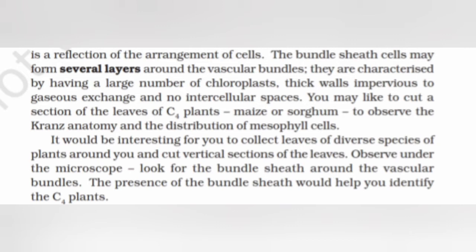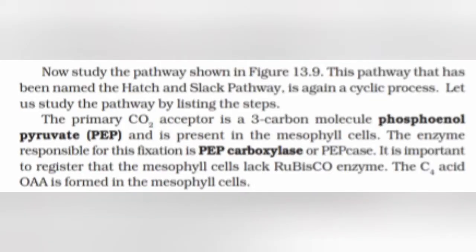You may like to cut a section of the leaves of C4 plants, maize, or sorghum to observe the Kranz anatomy and distribution of the mesophyll cells. It would be interesting for you to collect the leaves of diverse species of plants around you and cut vertical sections of them. Now study the pathway shown in the figure.